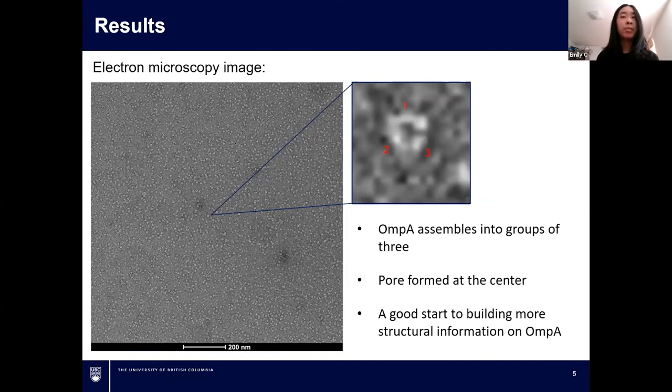Here's an electron microscopy image of UMP-A that we obtained. Zooming into one, we can see that UMP-A assembles into groups of 3 and forms a pore in the middle. This is a good foundation to build more structural information on UMP-A, which can be achieved through other characterization methods. Next slide, please.